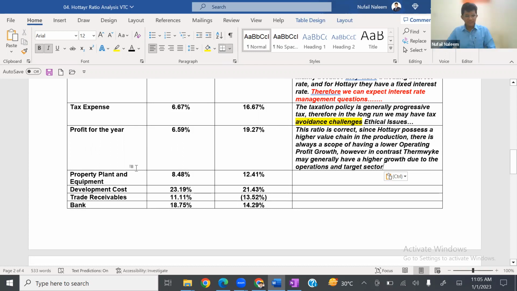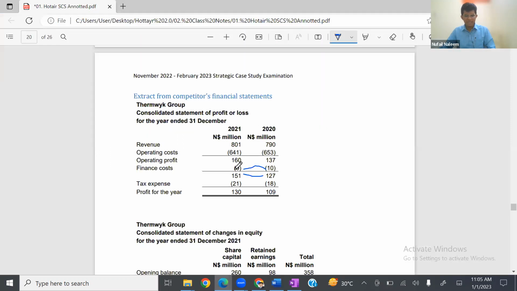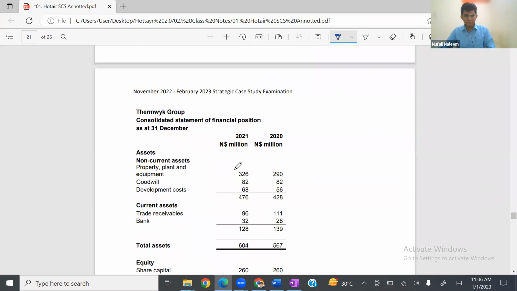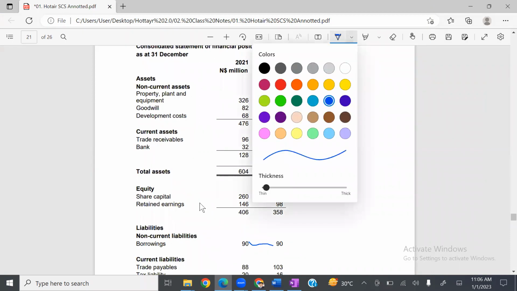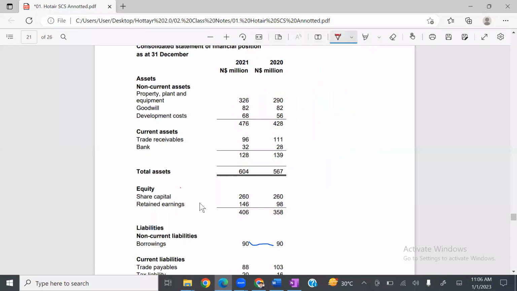Now, students, coming to the property, plant, and equipment. Now you see here 12.41 they have spent in the property, plant, and equipment, but we have spent only 8.48. So I'll just take you to the property, plant, and equipment. You find out here, and we don't have any revaluation reserve. Do you feel any revaluation reserves are there at the moment? So students, can I write down here a small note?